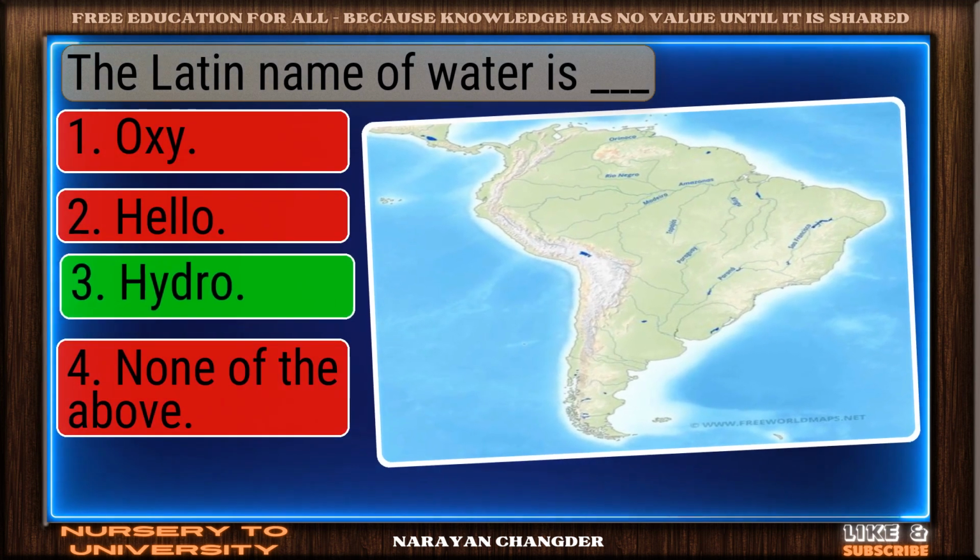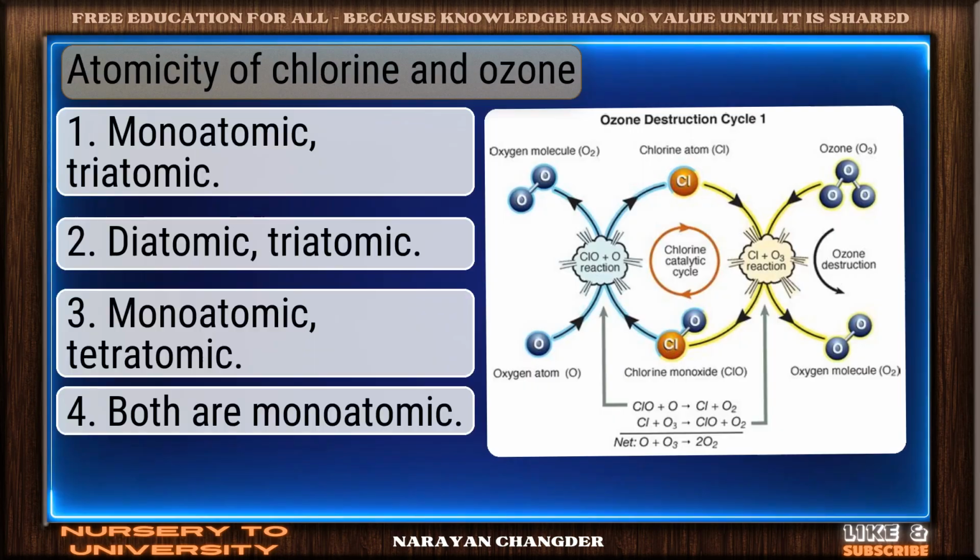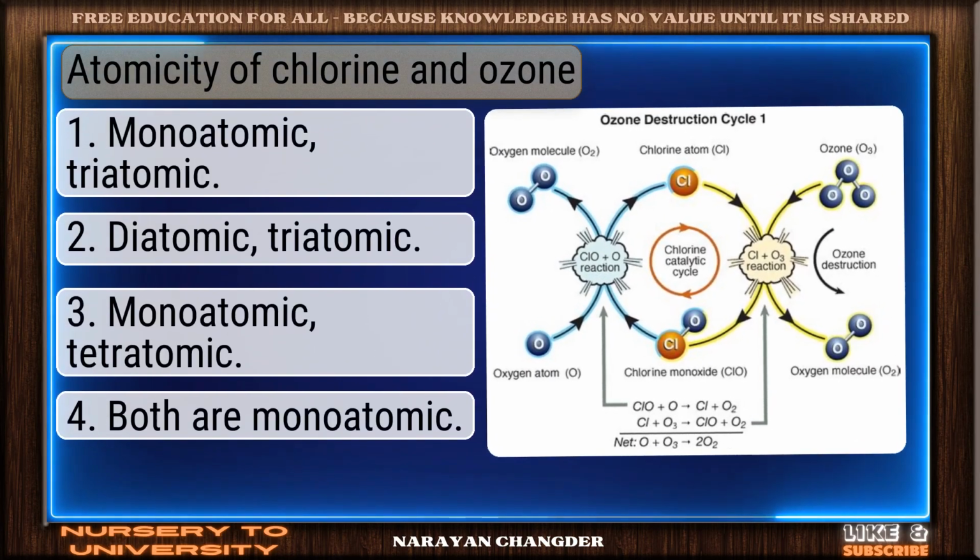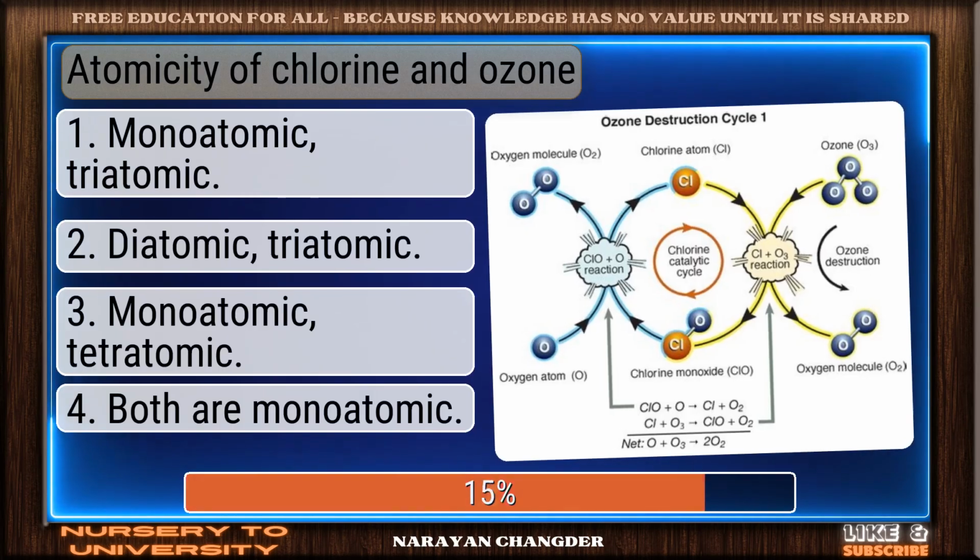Strong choice. Hydro is the right answer. Question number 235. Atomicity of chlorine and ozone.